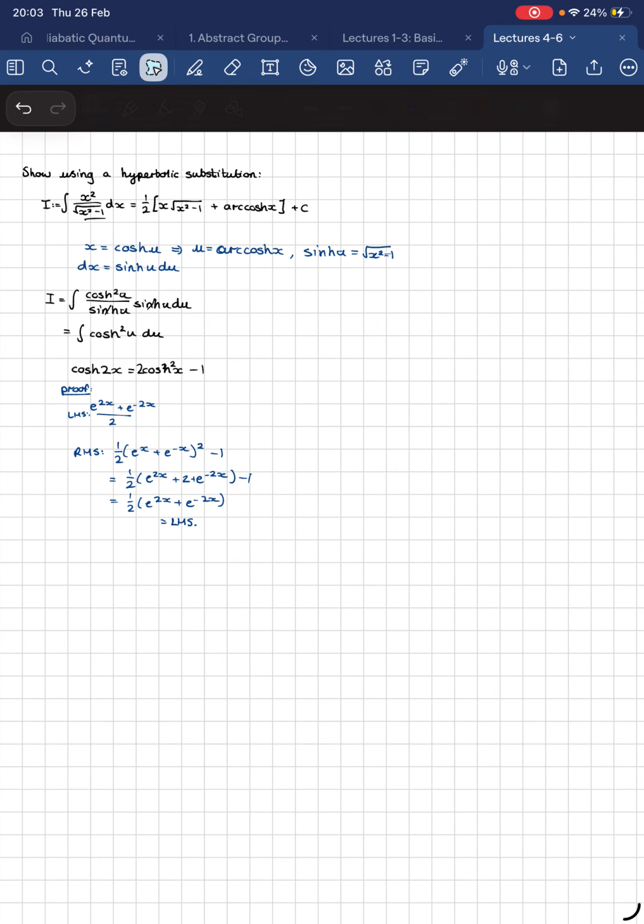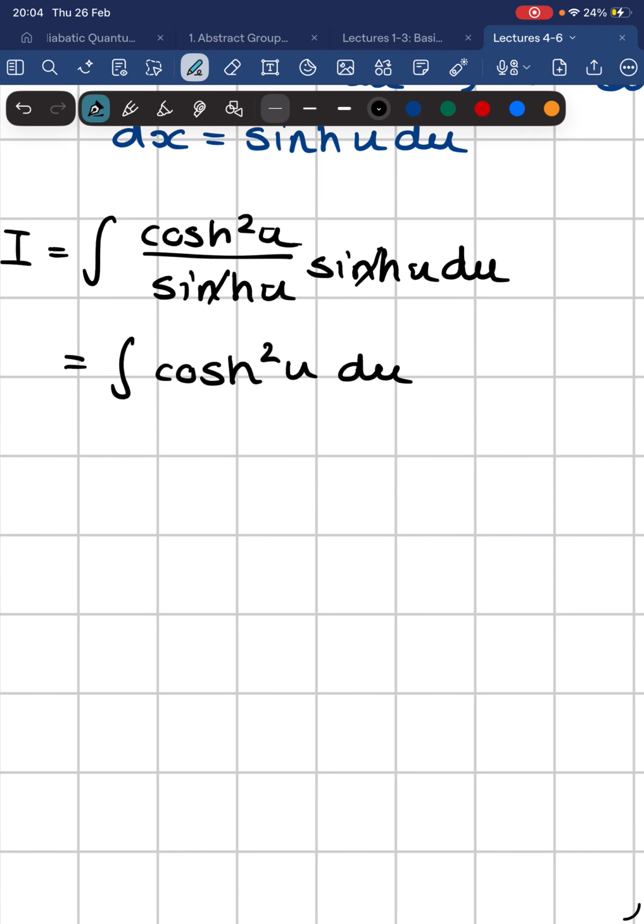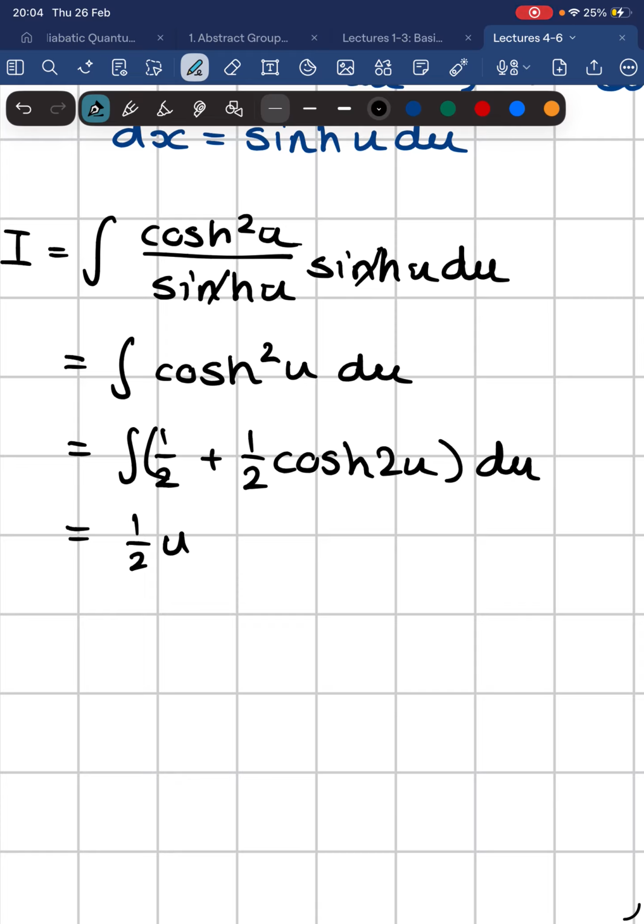But in any case, all of the double angle and compound angle formulas that you know from ordinary trigonometry hold with hyperbolic functions too. Specifically then, I can split this up. So this is equal to the integral of 1/2 + 1/2 cosh 2u du, which is equal to 1/2 u plus, and then we know how to integrate this, right? It's going to give me 1/4 sinh 2u.